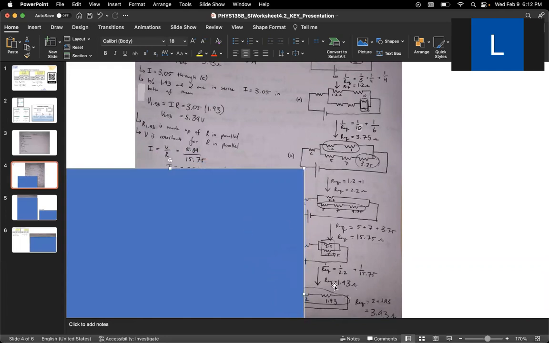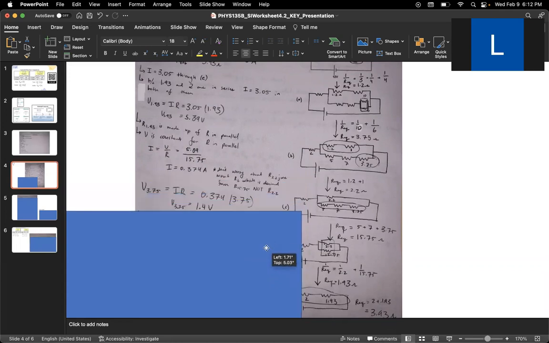Okay, with that, we know that 1.93 is made up of a system in parallel. So that means the voltage is constant here. So that means the voltage drop across this 15.75 is 5.89. We just solve for that. We can now solve for the current that's acting right here. Okay.